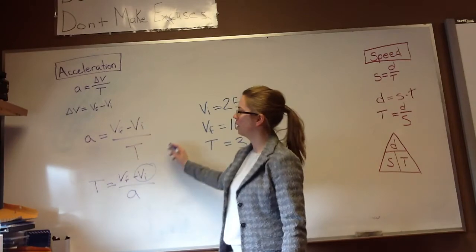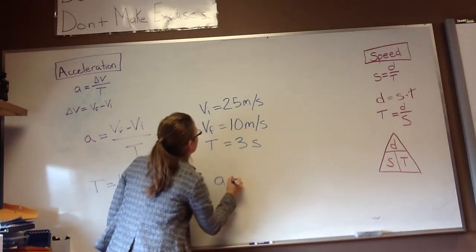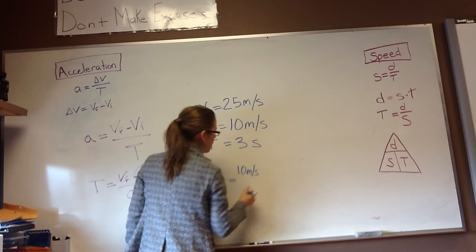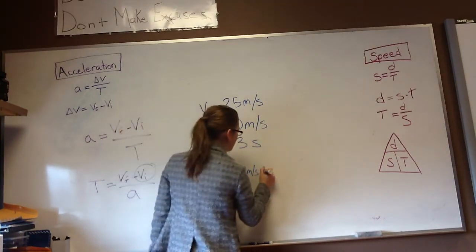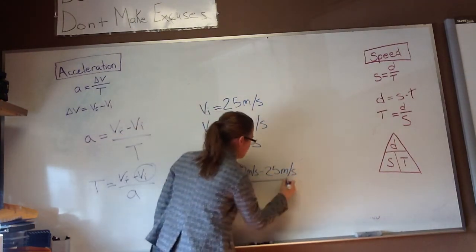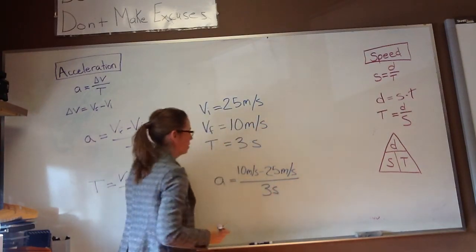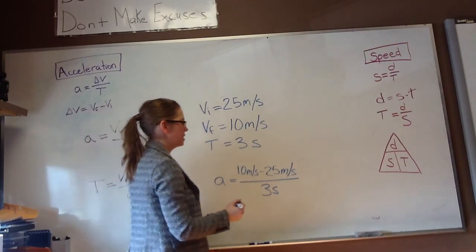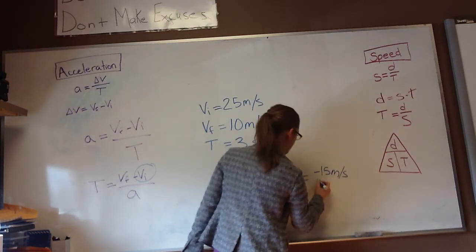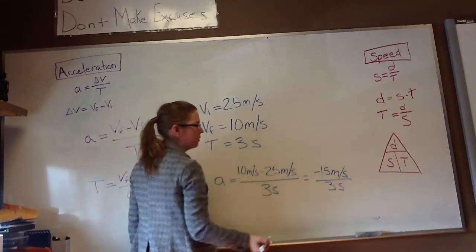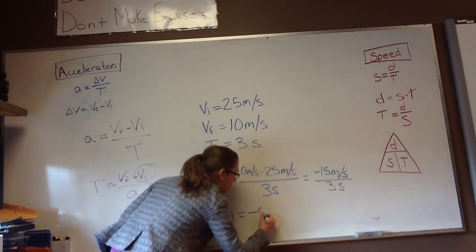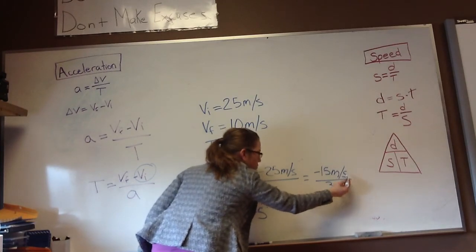Using this equation, our acceleration is equal to Vf, 10 meters per second, minus Vi, 25 meters per second, divided by t, 3 seconds. 10 minus 25 is a negative 15. Negative 15 divided by 3 tells us that our acceleration is equal to negative 5 meters per second squared.